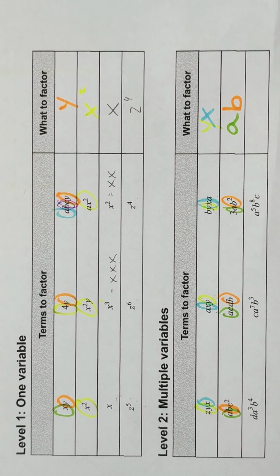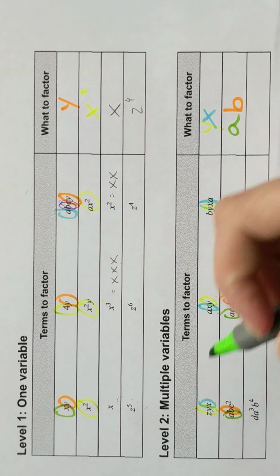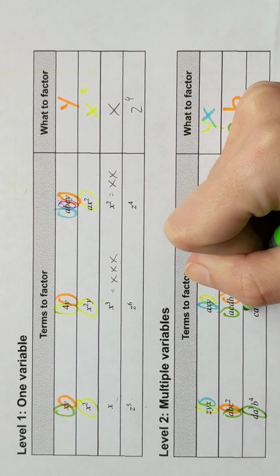And let's look at our third example here. D, A cubed, B to the 4. C, A to the 7, B cubed. And A to the 5, B to the 8. Once again, I think we can agree that there is at least one A in every single term.